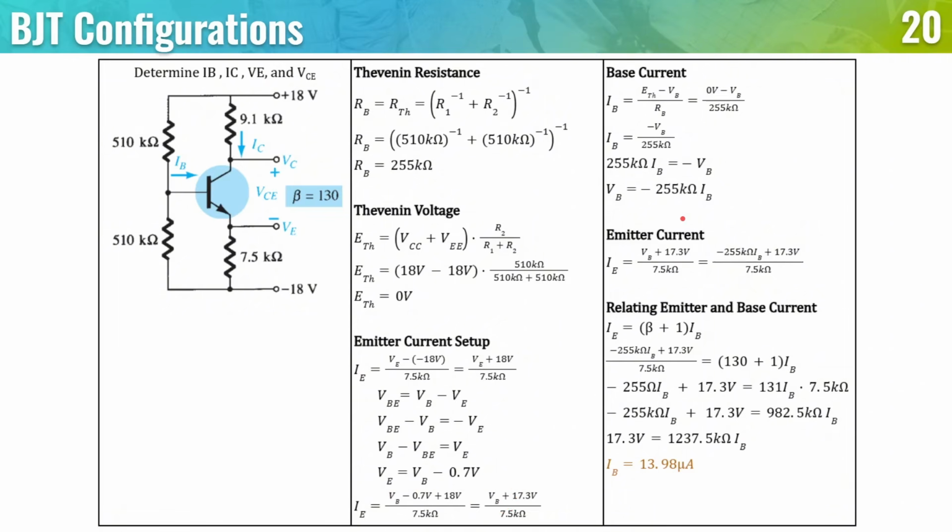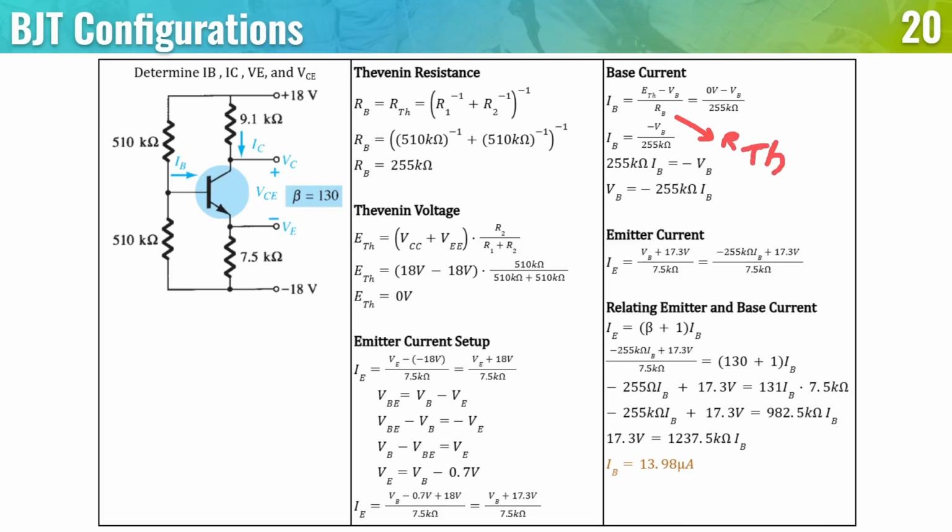So let's proceed. Okay, now for our base current. We know that the current across the base is going to be the voltage here minus the voltage here all over the resistance here. So that is ETH minus VB all over RB, or simply RTH.